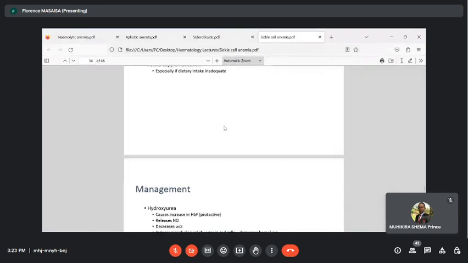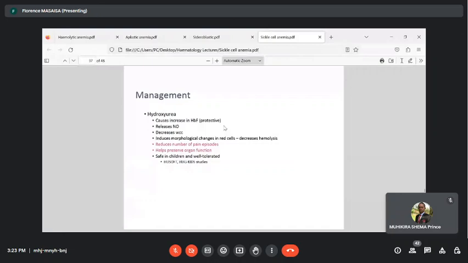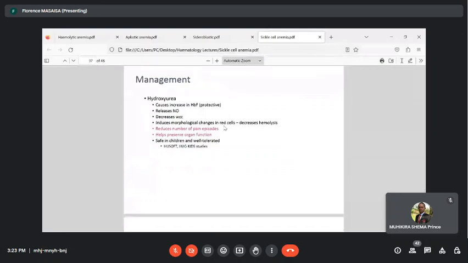Another treatment for the long term is to give hydroxyurea. Hydroxyurea, how does it work? Usually it causes a myelosuppressive effect on the erythroid precursors, decreasing them, then stimulates the production of new red cells, which will have more fetal hemoglobin. So there will be an increase of fetal hemoglobin at this stage.